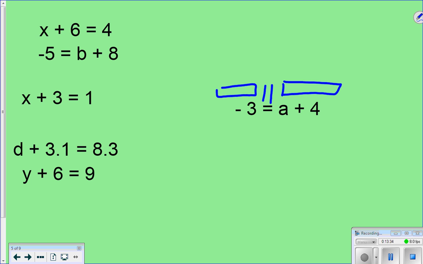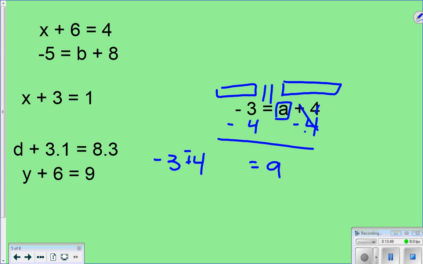Did you show your work? If I want this by itself, what do I got to do with this? Yep. But I got to do that over here too, right? -3 minus 4 should be -7 equals A. -7. It's not 1. Some of you had 1. It's an A. Sorry, it looks like an I. Okay, try this one by yourself.